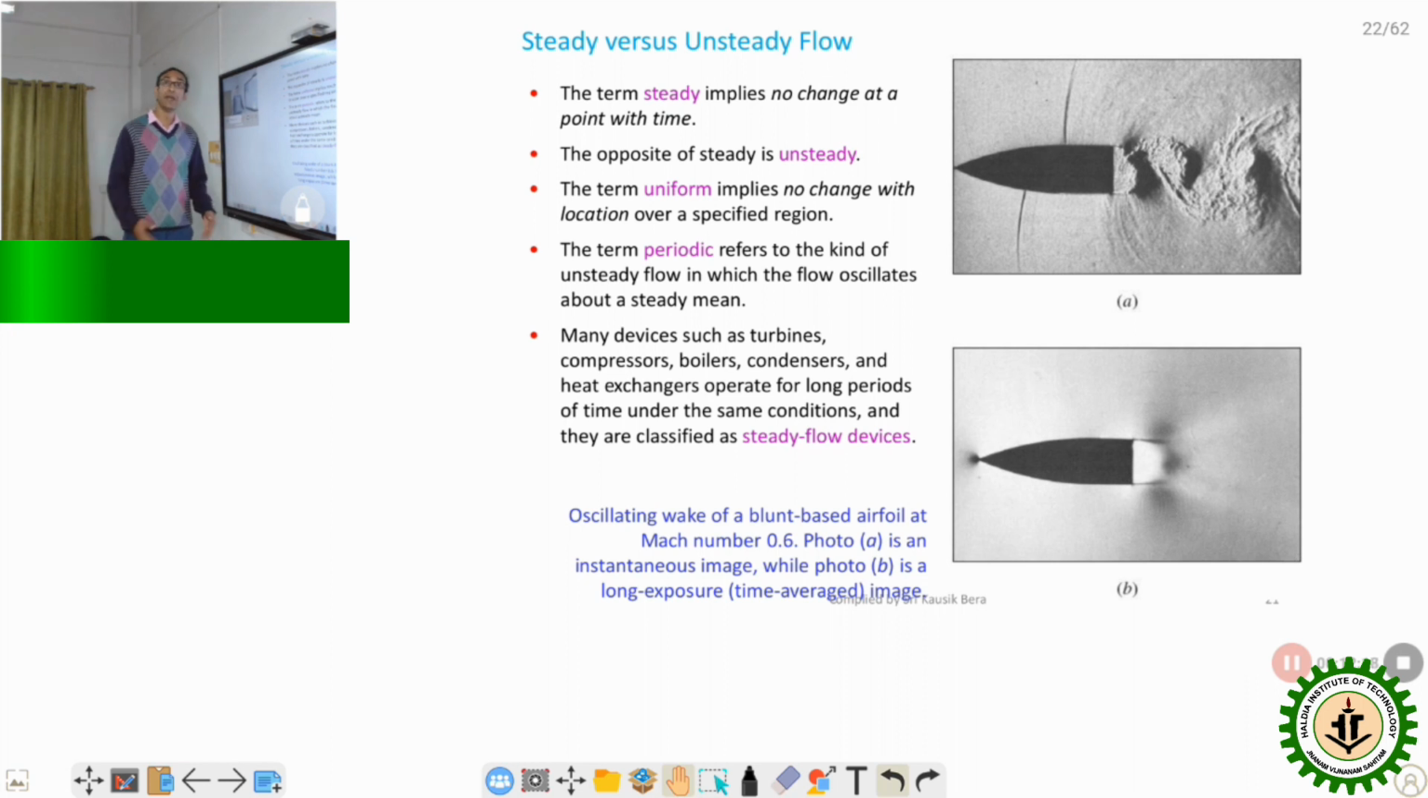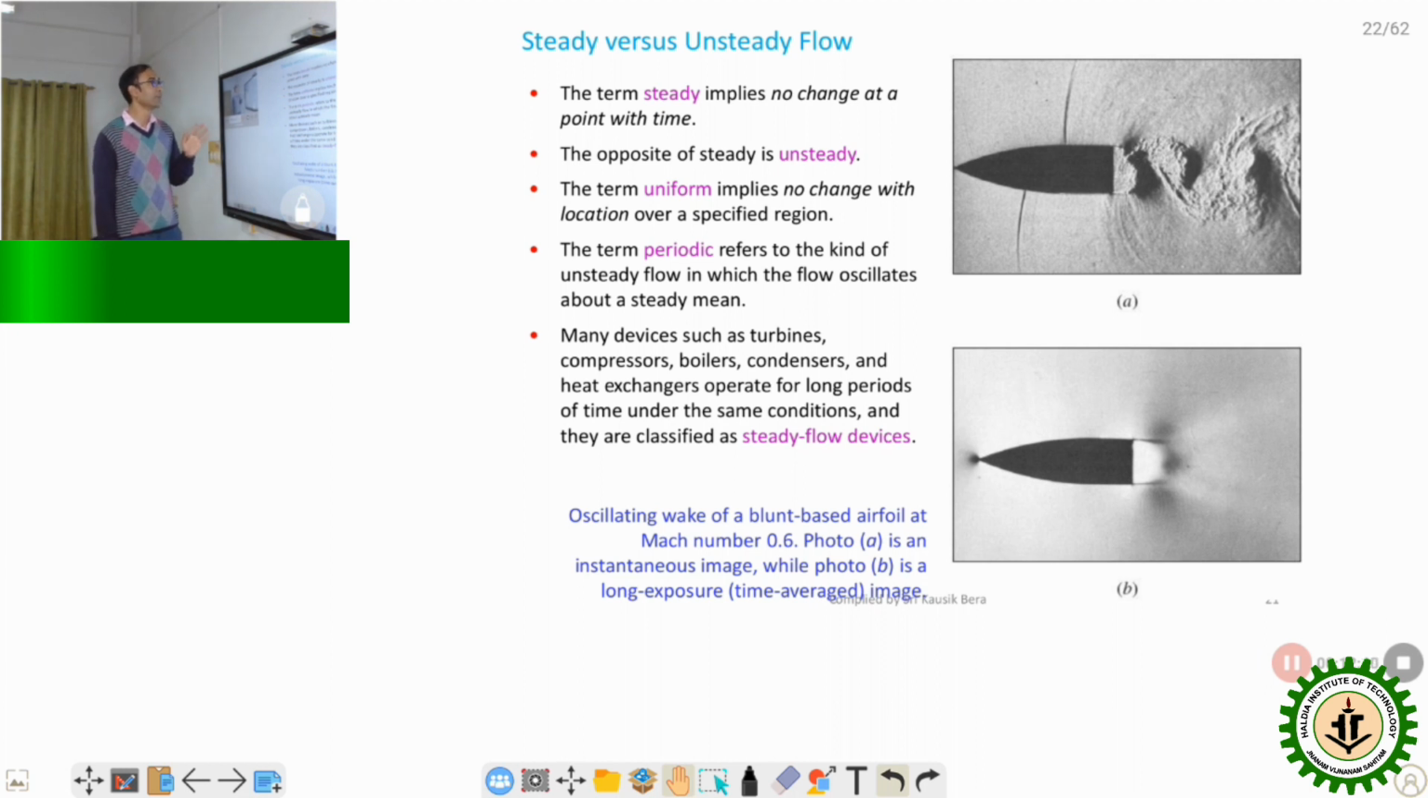So steady flow and unsteady flow. These are the examples of a steady flow and unsteady flow. So this is the steady flow. The term steady implies no changes at a point with time. You can say that at a rest condition. And unsteady flow, the opposite of the steady, is unsteady.